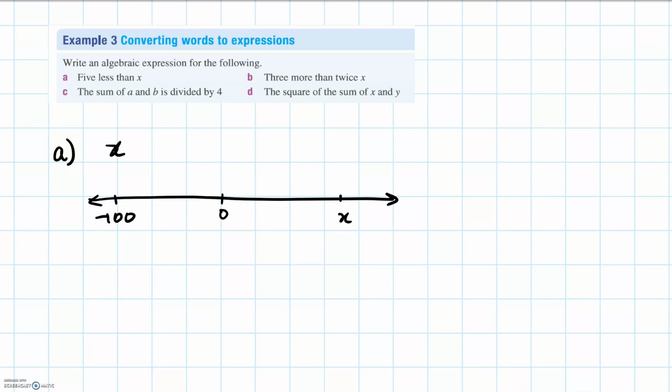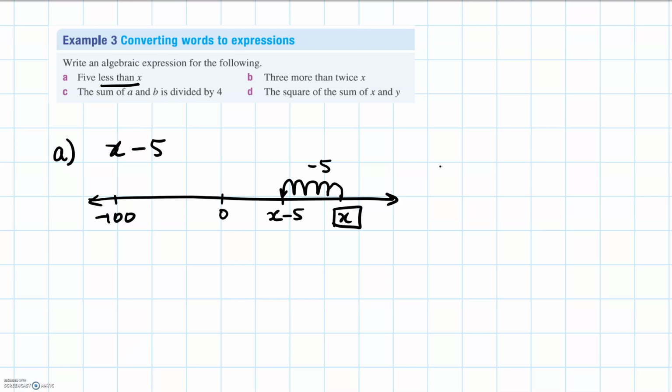Now, if I want 5 less than x, what operation am I going to use? Well, I'm going to use subtraction here. When I see less than, I'm going to do subtraction. Now, if I want 5 less than x, it's going to be the number that's 5 to the left of x. So I'm going to find this number: 1, 2, 3, 4, 5. To find that number, I take my x and subtract 5. So this number here is going to be x minus 5. So for this first one, it's going to be x minus 5.